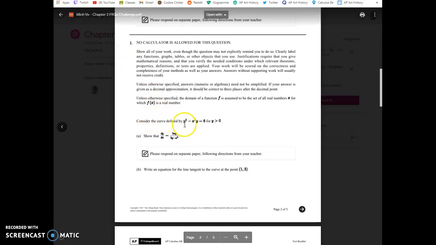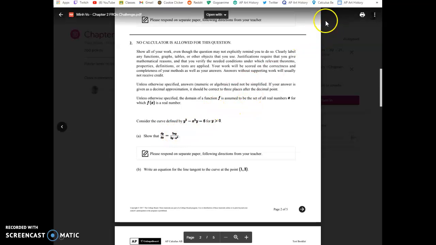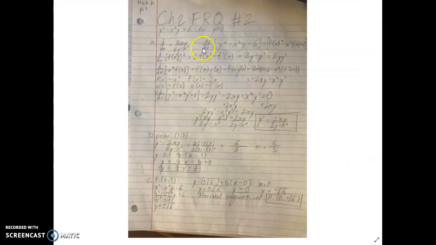So first, we are given the curve y squared minus x squared y is equal to 6 for y greater than 0. We're given the derivative, which is 2xy over 2y minus x squared, and we're basically proving how we got there. My work began with separating the problem into two separate parts, y squared and negative x squared y, which I changed into f of x squared and a negative x squared f of x.